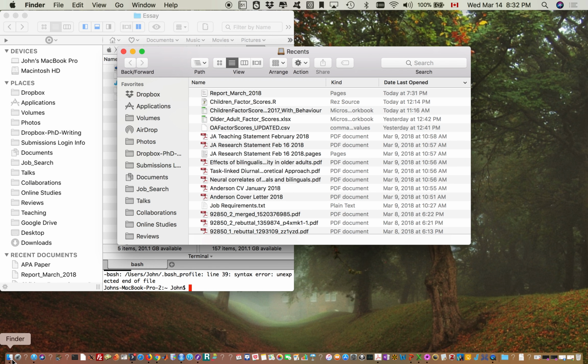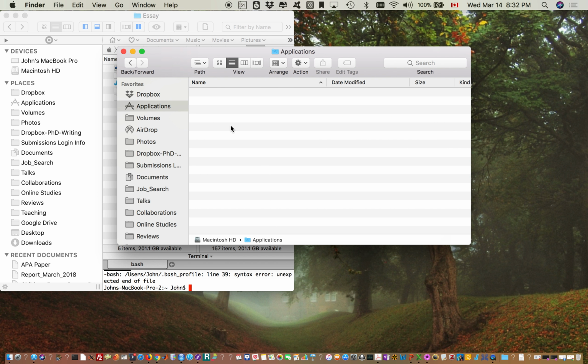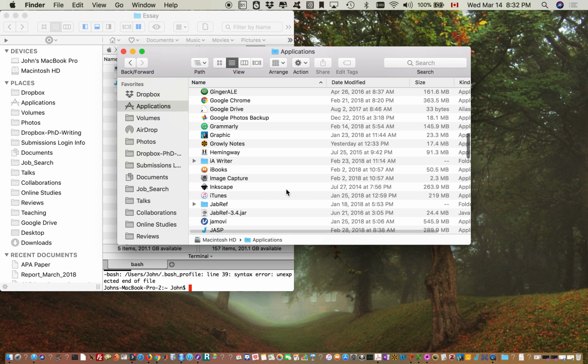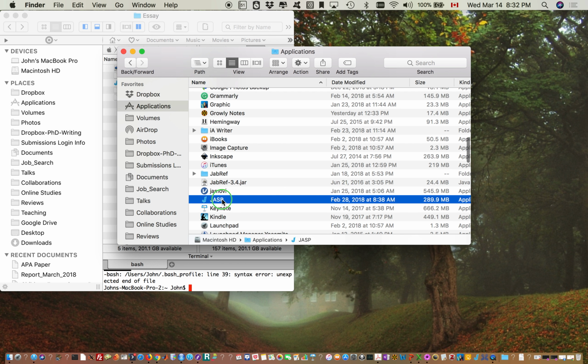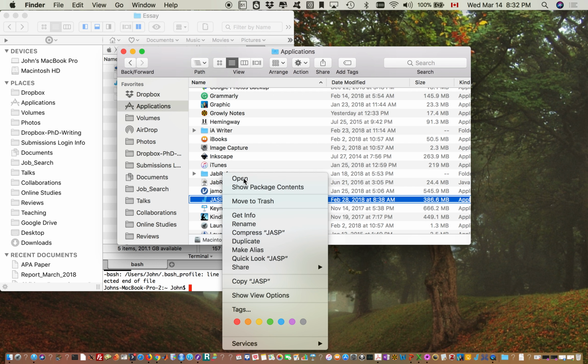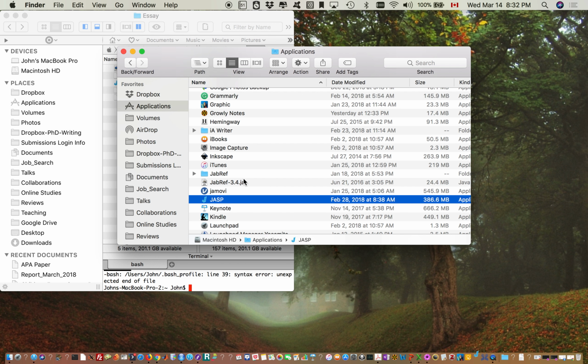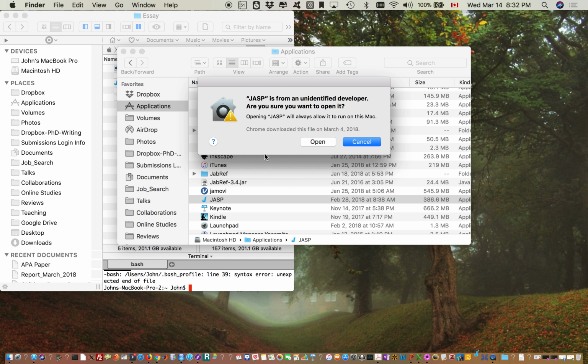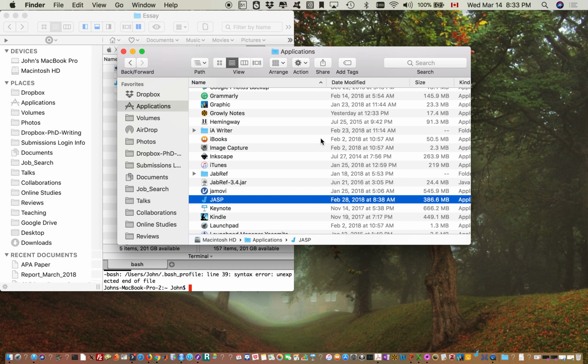So just go to Finder in that case, find your applications, and then look for JASP. JASP is going to be somewhere, probably in alphabetical order. Say open, wait for it. It's going to start to try and open, and then it's going to ask you, are you sure that you want to open this program? And then you say, yes, I'm quite sure that I want to open this program. I trust this program. So now it's going to open, and then we can get on with the analysis.